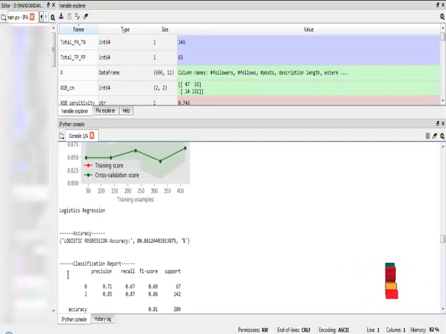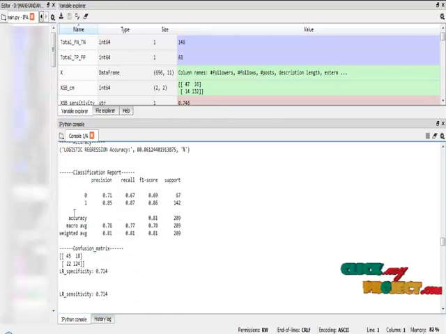And the second algorithm is the logistic regression algorithm. Logistic regression is one of the best algorithms for yes or no patterns, so it will properly detect genuine and fake accounts. The logistic regression algorithm provides an accuracy of 80%. And these are all the classification reports of the logistic regression algorithm.